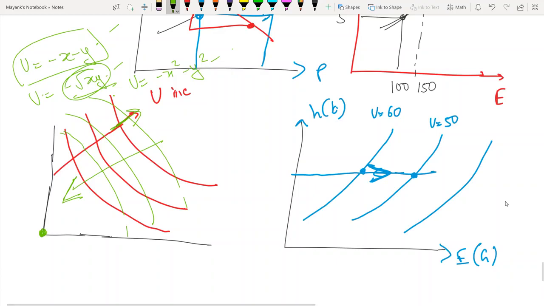Lagrange fails if you do not have convexity. So you are going to assume everything is a good. You are going to assume that convexity is there, and you're going to assume a bunch of other things to make sure Lagrangian works.